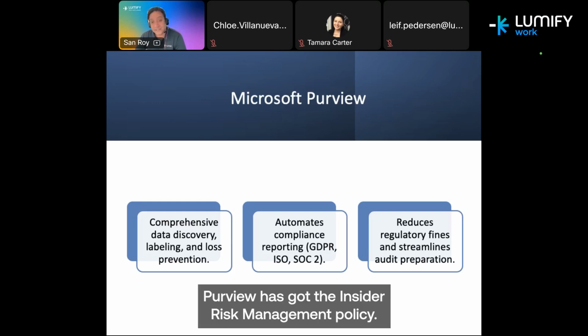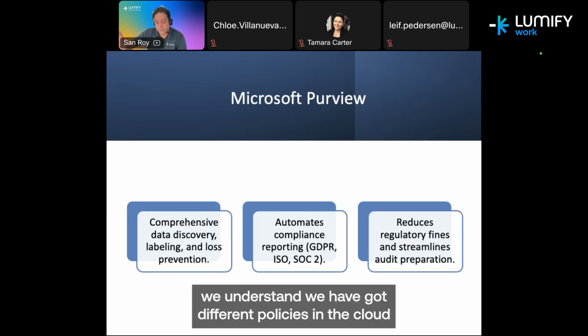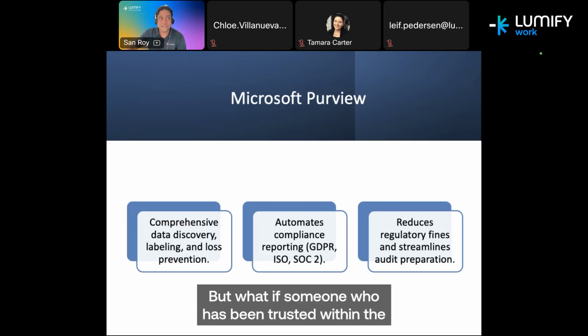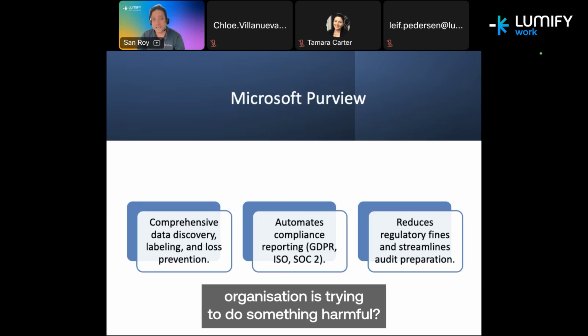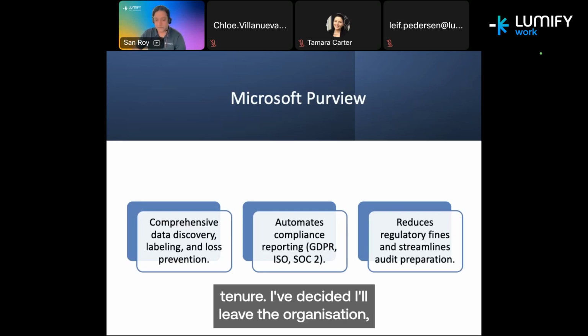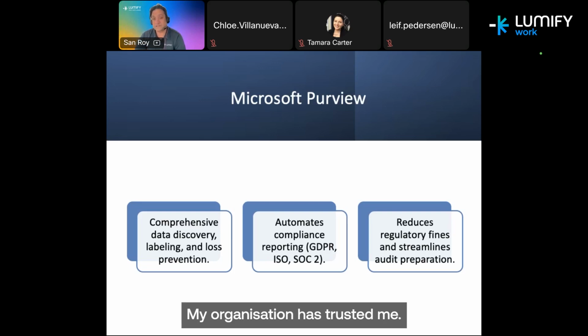Purview has the insider risk management policy. For instance, we have different policies in the cloud which will protect identities. But what if someone who has been trusted within the organization is trying to do something harmful? I'm about to reach the end of my tenure, let's say. I've decided I'll leave the organization, but I have enough privileges within it. My organization has trusted me.